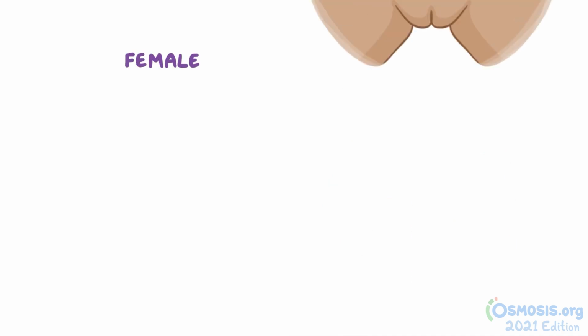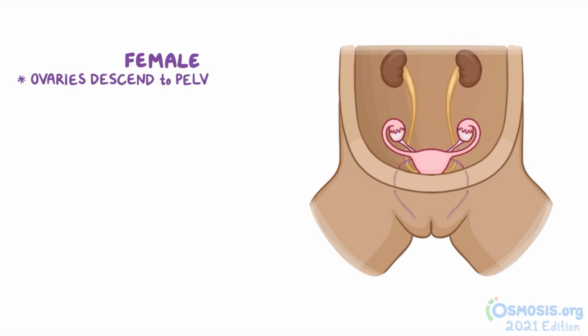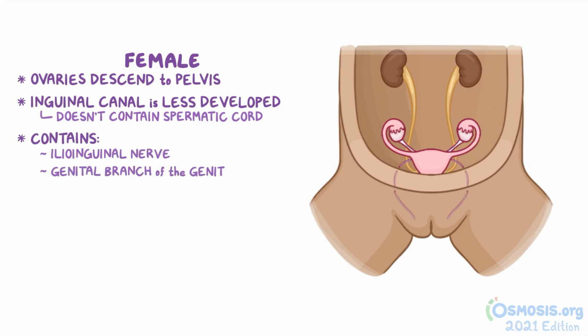In genetically female individuals, the development of the inguinal canal is slightly different. While the ovaries also begin their development in the abdomen, they only descend as far as the pelvis. Because of this, the inguinal canal is less developed compared to males and obviously doesn't contain a spermatic cord. However, the inguinal canal in females contains the ilioinguinal nerve, the genital branch of the genitofemoral nerve, and the round ligament of the uterus, which is a remnant of the gubernaculum that extends from each ovary to the labia majora.